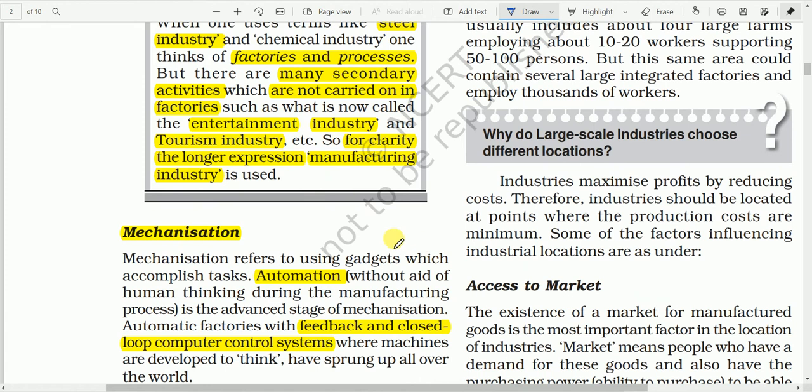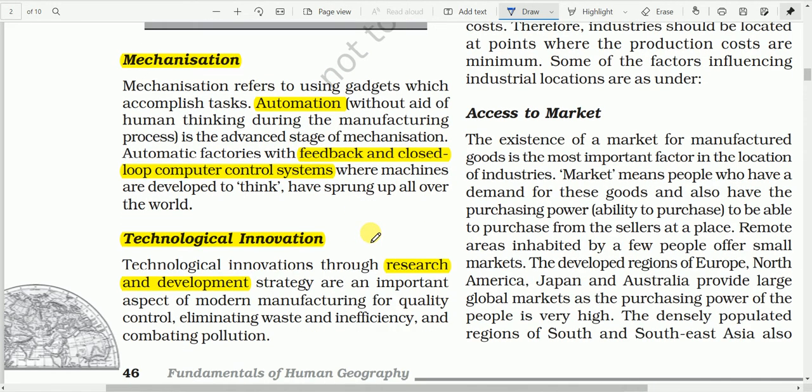another important characteristic of modern large scale manufacturing is mechanization. Mechanization refers to the use of machines, large scale use of machines. Here, mechanization refers to using gadgets, that is machines which accomplish tasks. That is what is called mechanization, use of machines. And another mode of mechanization is the automation process. Automation without the aid of human thinking during the manufacturing process is the advanced stage of mechanization.